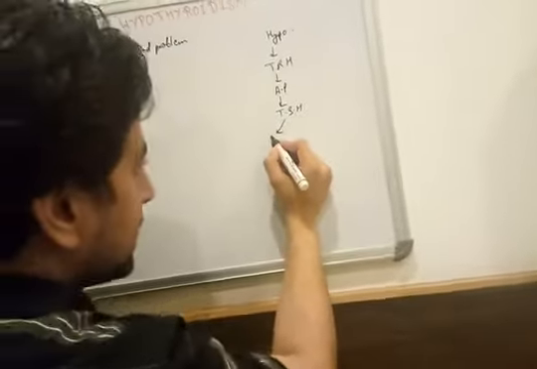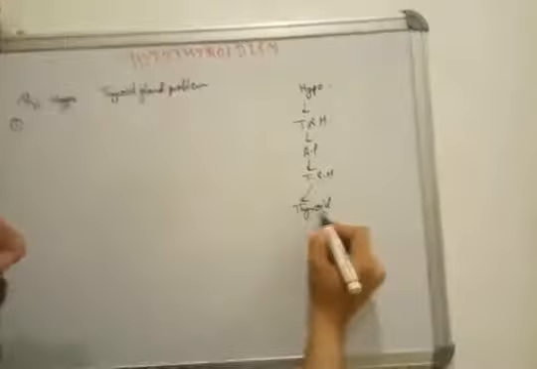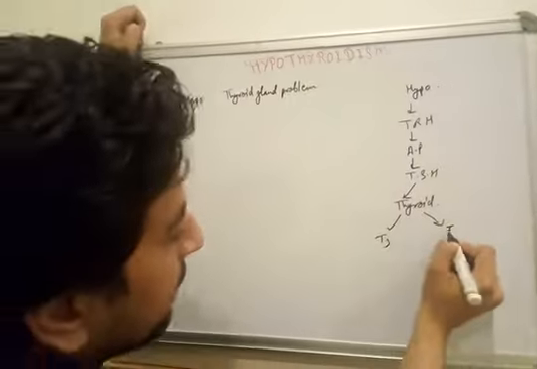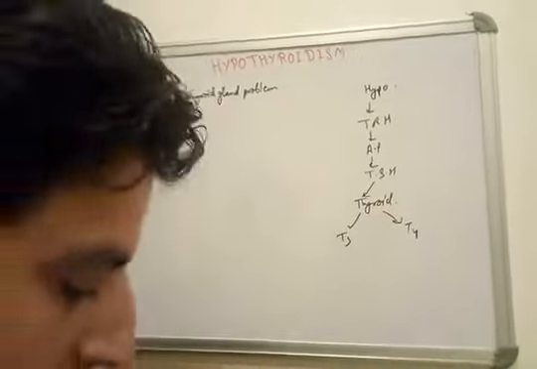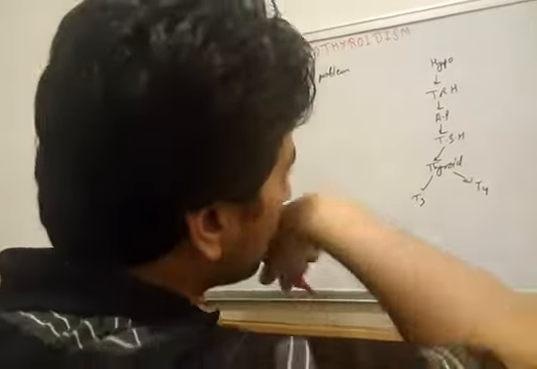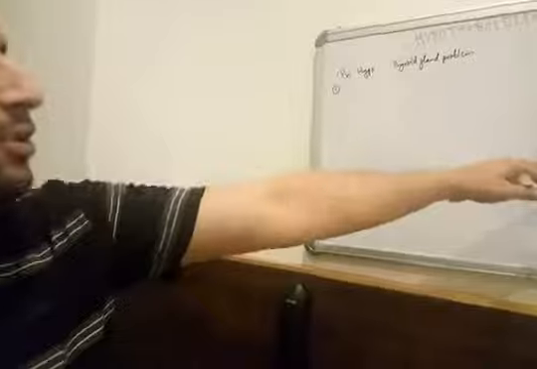Then here it goes to the thyroid gland. So our problem in primary is the thyroid gland. It releases T3 and T4. So my dear friends, in case of primary hypothyroidism, there is a problem in the thyroid gland.